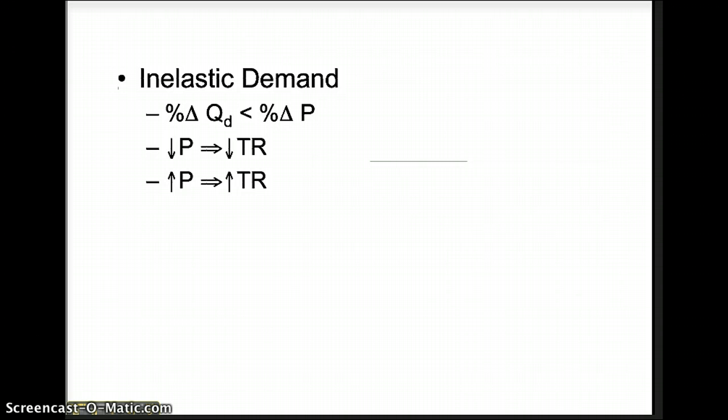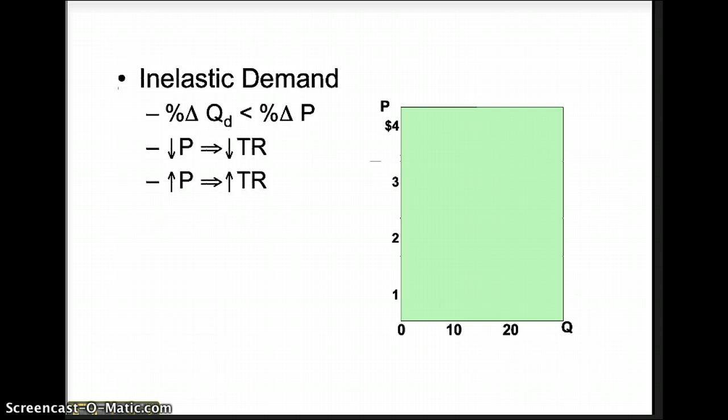Next, let's look at inelastic demand. Remember, inelastic demand means that consumers are relatively unresponsive to prices. A percentage change in quantity demanded is less than the percentage change in price. If price decreases, consumers do not respond very much. Therefore, total revenue also decreases. If prices increase, consumers do not respond very much. Therefore, total revenue increases.